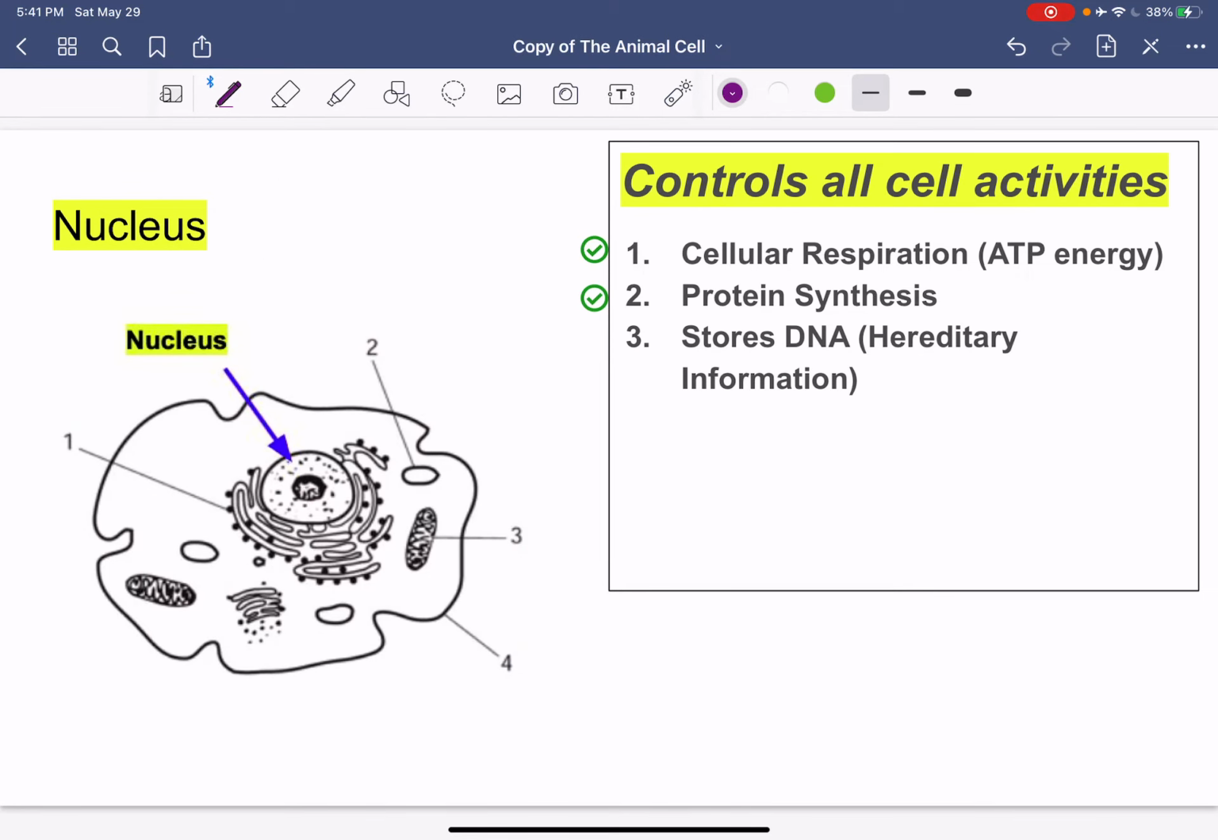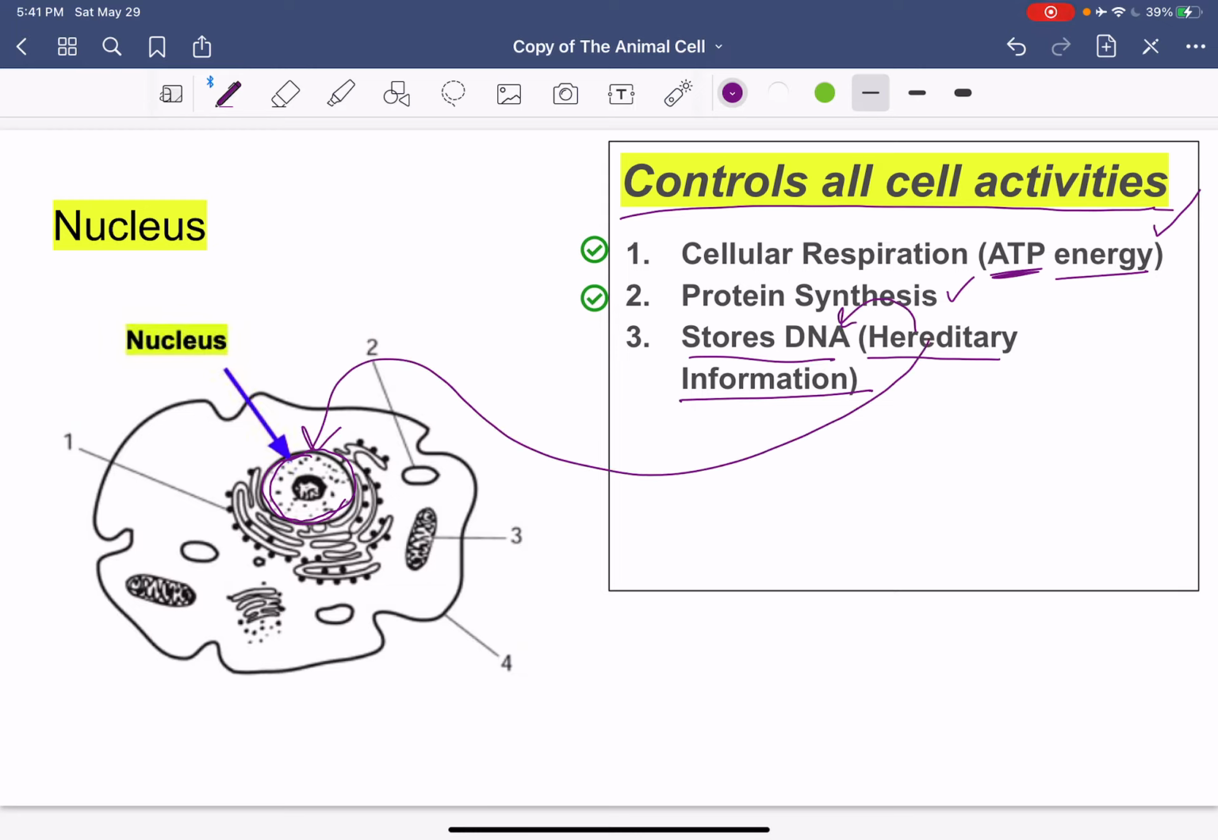Next, we have the nucleus. Remember, the nucleus is this middle round structure. It controls cell activity, ladies and gentlemen. Well, what are these cell activities? It controls cellular respiration, which we just said is when your cell makes ATP energy in the mitochondria. Don't forget that. It controls photosynthesis. It controls protein synthesis. And it stores DNA. Whenever you see a question that talks about hereditary information, they're talking about DNA and they're talking about the nucleus.